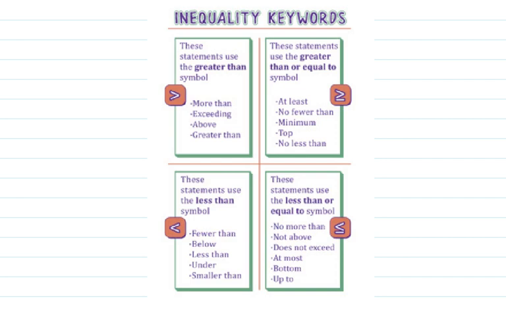The statements that use the less than symbol include fewer than, below, less than, under, smaller than. And then the less than or equal to symbol includes the phrases no more than, not above, does not exceed, at most, bottom, or up to. So those are just some keywords to help you figure out when you use certain symbols.